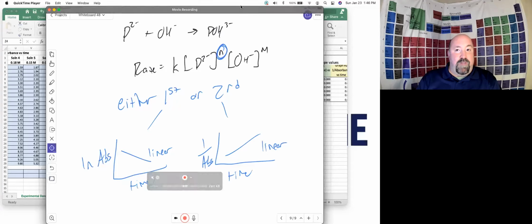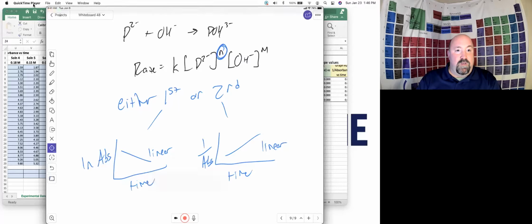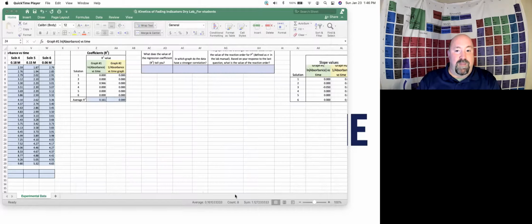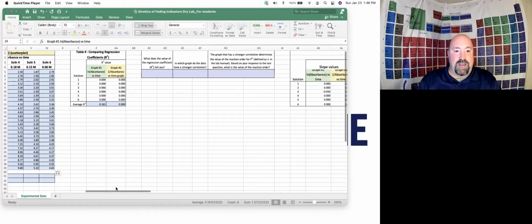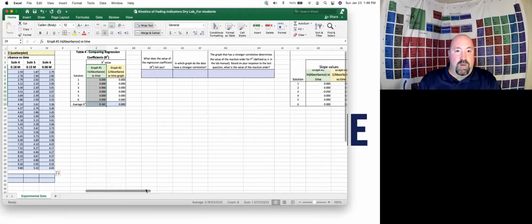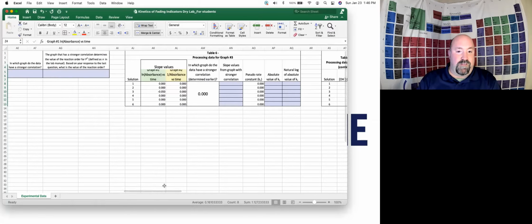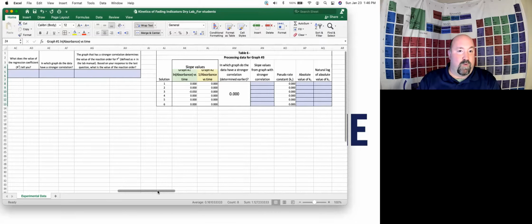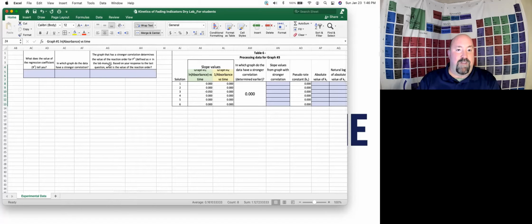Now on page 8, for the rest of the analysis, you would simply populate and fill out the rest of our table here. And so the rest of this section walks you through exactly what I just talked about. A graph that has a stronger correlation determines the reaction order and so forth.